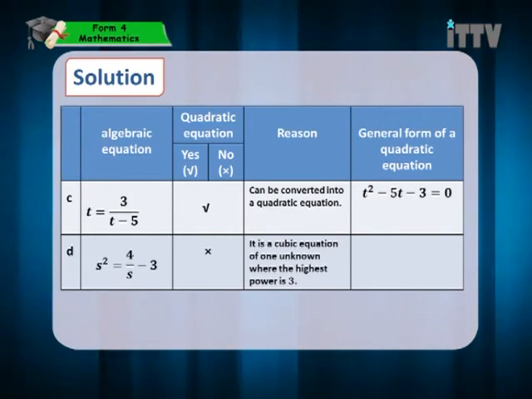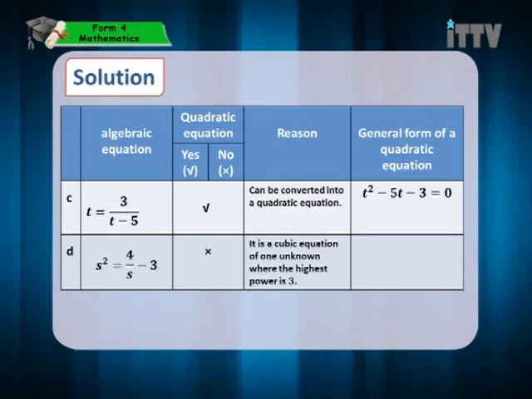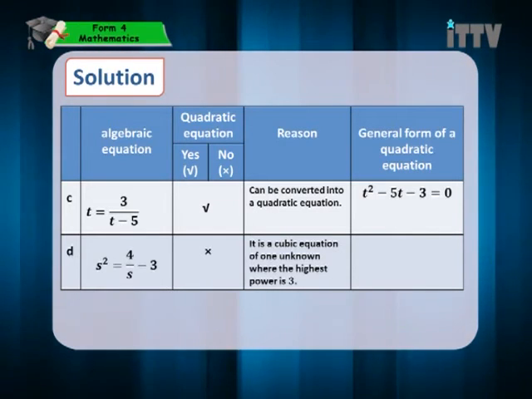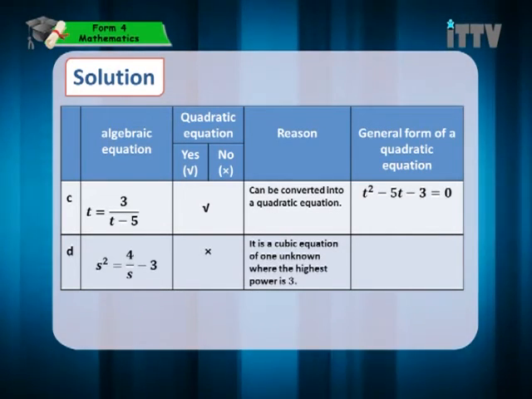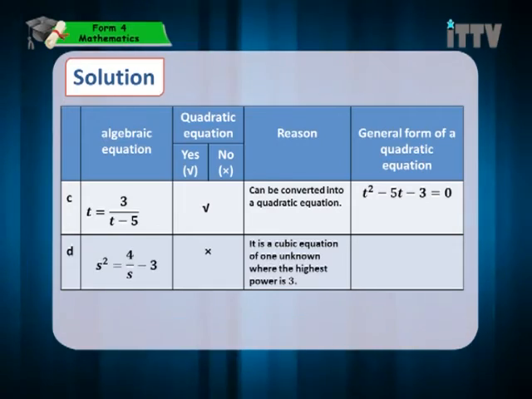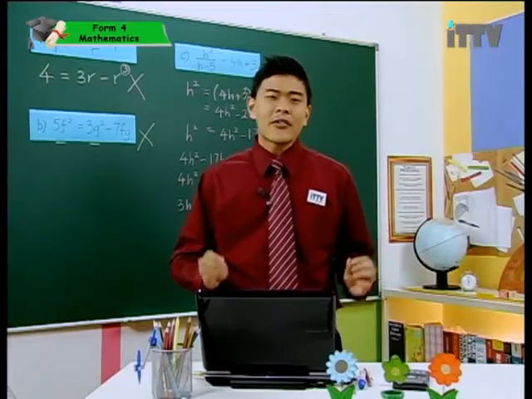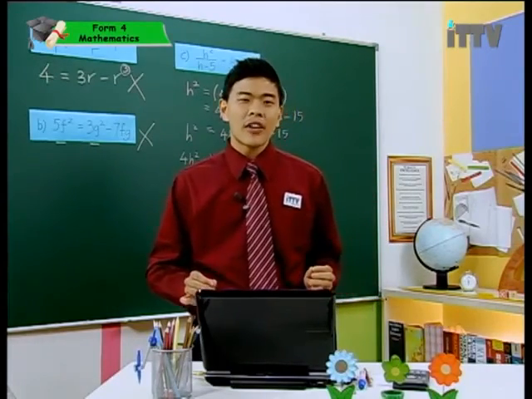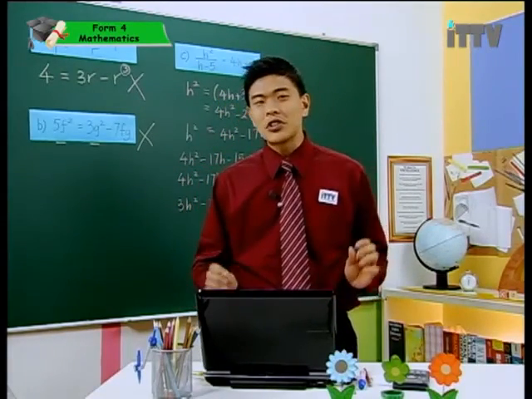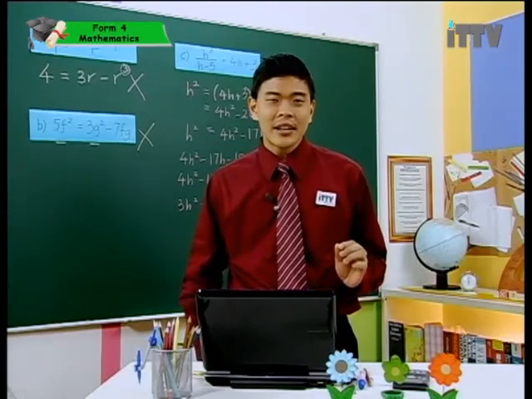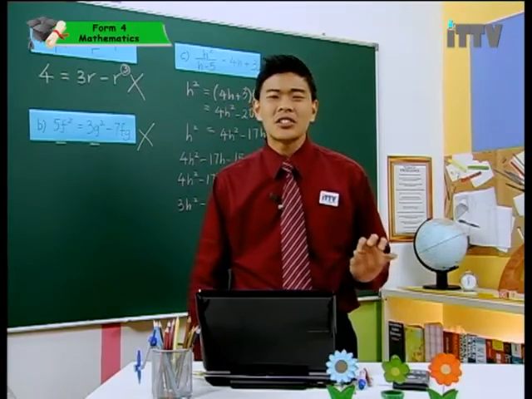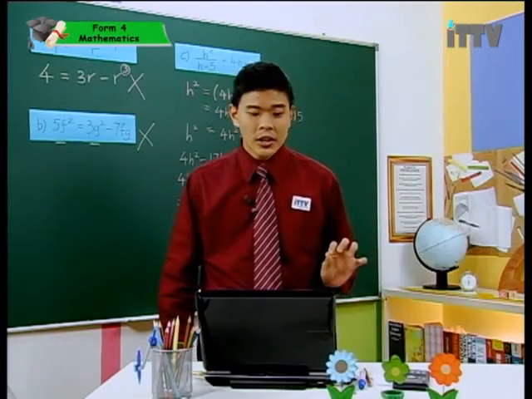And in D, s² = 4/(s - 3). It is not a quadratic equation. Why? Because it is a cubic equation of one unknown where the highest power is 3. So when you multiply everything with s in this equation, the highest power of s will be 3 instead of 2. It is not a quadratic equation. Instead, it is called a cubic equation. And for questions like this, don't change it because there is no general form.